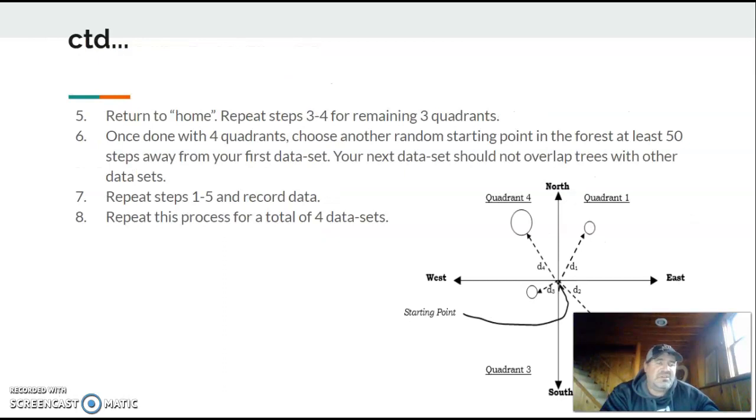But basically, you're going to get a bunch of distances and a bunch of values for trees. You're going to repeat this process for a total of 4 data sets. So you're going to find one starting point, run through it, and then finish out, okay?